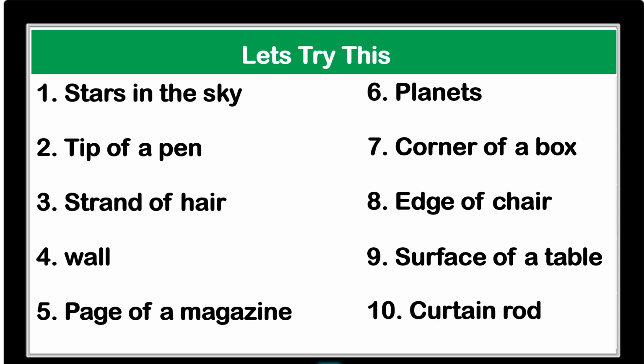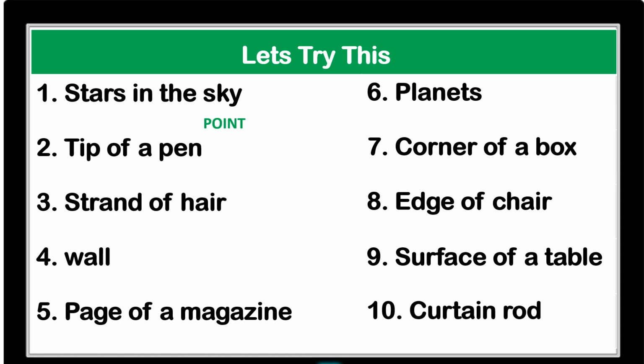Let's try this. Your task is to determine the following. If it is a point, a line, or a plane. I'll give you 5 minutes to answer the following. Time starts now. Okay, let's find out your answers. Let's have number 1, stars in the sky.